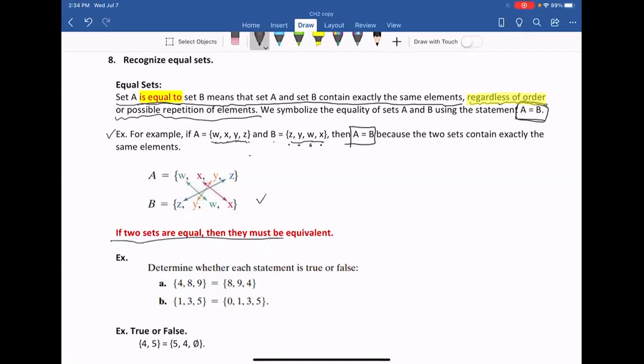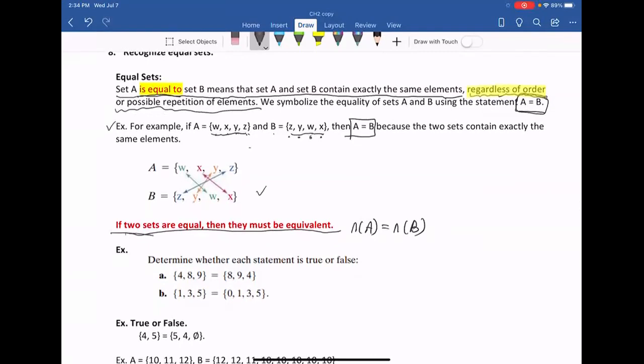Here is an important sentence. If two sets are equal, then they must be equivalent. If two sets are equivalent, n(A) equals n(B). If two sets are equal, they must have the same cardinal number. That means if two sets are equal, then they must be equivalent.